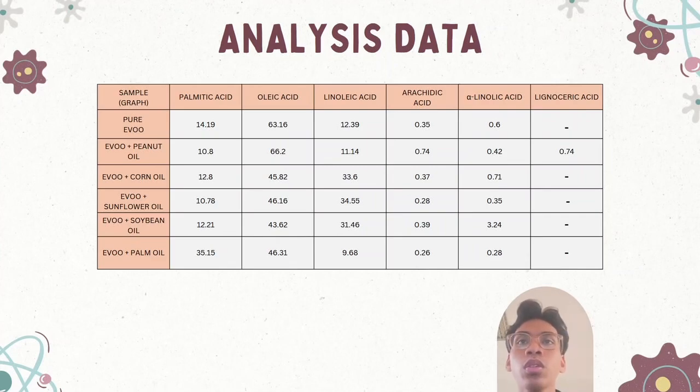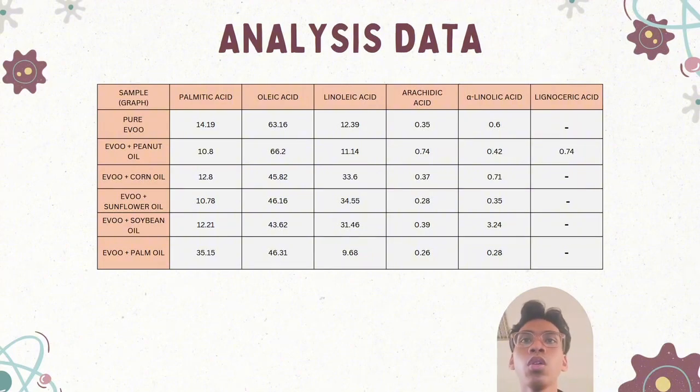Then for extra virgin olive oil with peanut oil, palmitic acid is 10.8, oleic acid is 66.2, linoleic acid is 11.14, arachidic acid is 0.74, alpha-linolenic acid is 0.42, while lignoceric acid is 0.74.